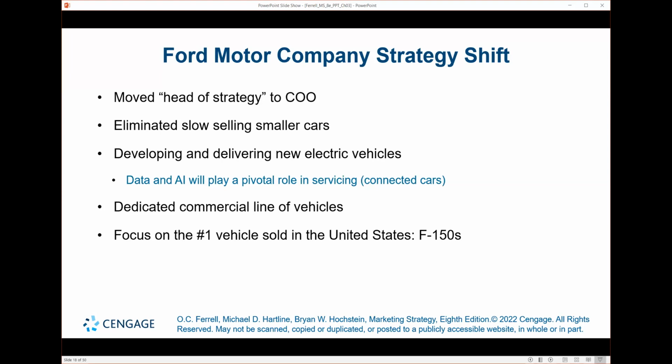What he immediately started doing was eliminating smaller cars, or let's just say slow selling cars. They did away with Jaguar. They did away with International. They did away with multiple brands, and they started focusing on the things that really made money. They are now moving into electric vehicles. They have a dedicated line for commercial vehicles, and they're focusing on the number one vehicle sold in the United States, which is a truck, the Ford F-150. I don't find it surprising that Dodge has taken the Ram and made that an entirely new product line by itself as well, because that is one of the number one sellers.